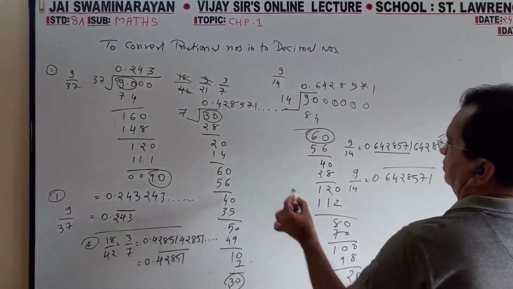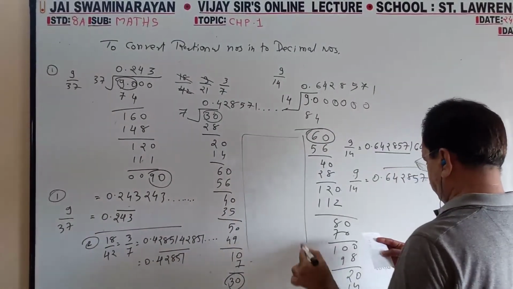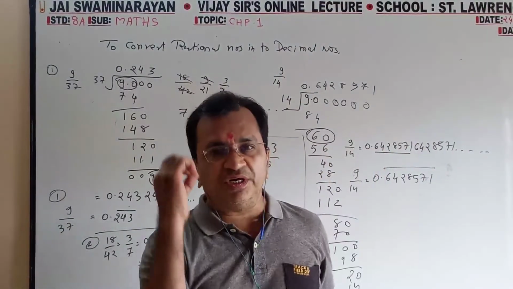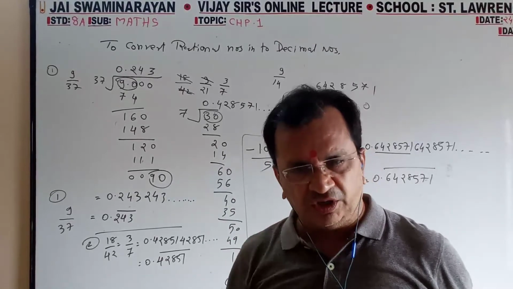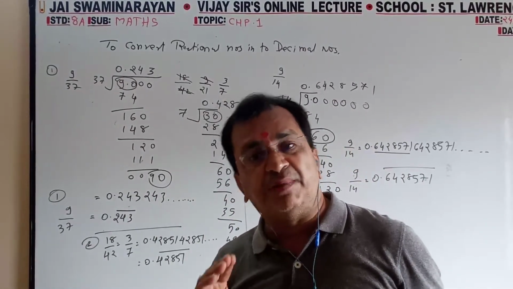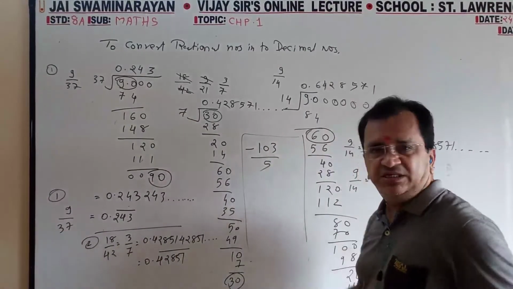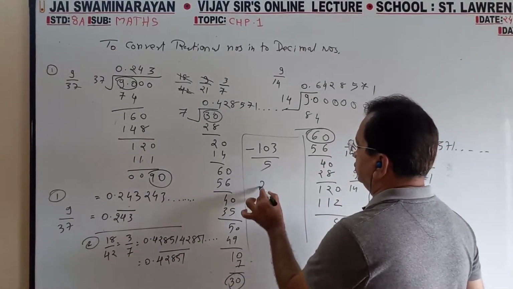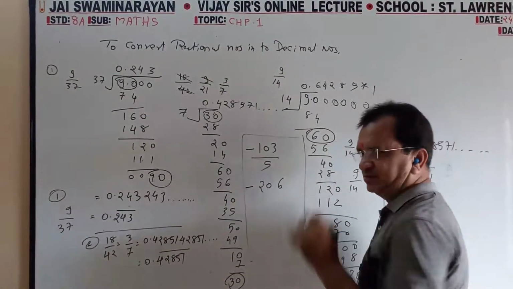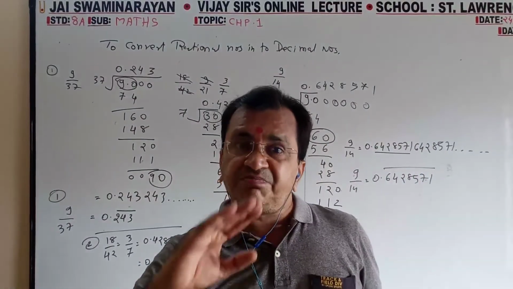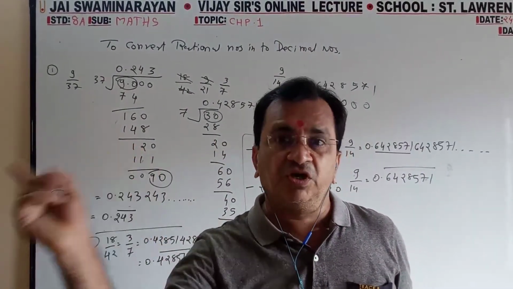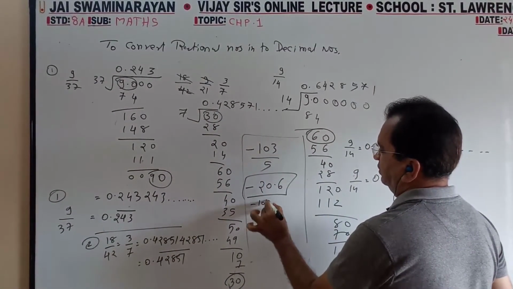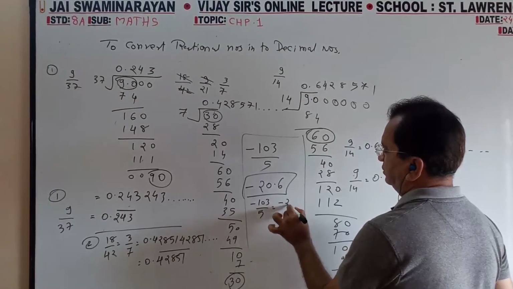Now my method: minus 103 divided by 5. Whenever you want to divide a number by 5, make it double. My number is 103. I want to make it double, so it is 206. If it is minus, so minus. Divide by 5 means make the number double, then cut one decimal from the back side. So this is the answer. Minus 103 by 5 is equal to minus 20.6.